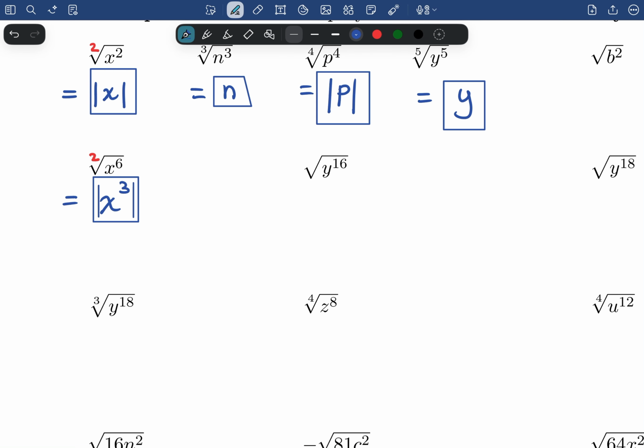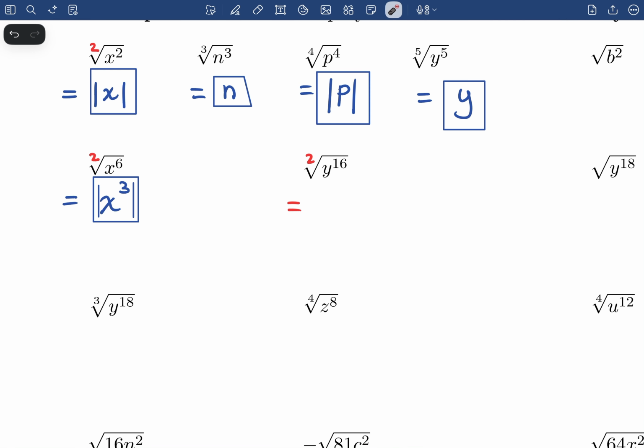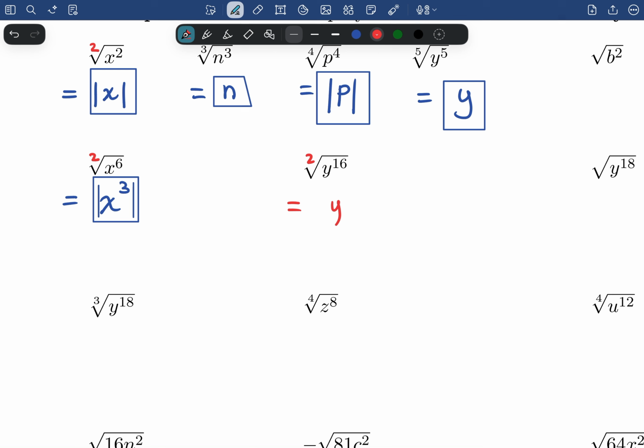Let's try another. So here I have the square root of y to the 16th. Yeah, and you could do the same trick. You're thinking, hey, this is y to the 16 divided by 2, which is y to the 8th. All right. And so you get that as your answer. And you think for a second, do I have to put absolute value symbols around it? The answer in this case is no, because y to the 8th will be a positive value. You don't need the absolute value symbols. So this is the answer.